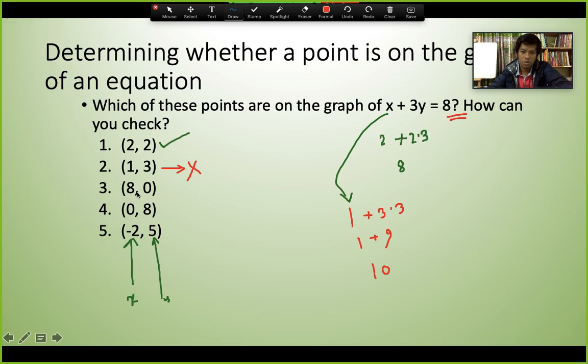We can check this one also without much calculation. 8 comma 0, so this is 8 and this is 0, so 8 plus 0 equals 8. That means the left and right hand side are the same, which means this will also be a solution of this equation. This point will also be on the graph of this equation. So this way we can test which point is on the graph and which is not for any given equation.